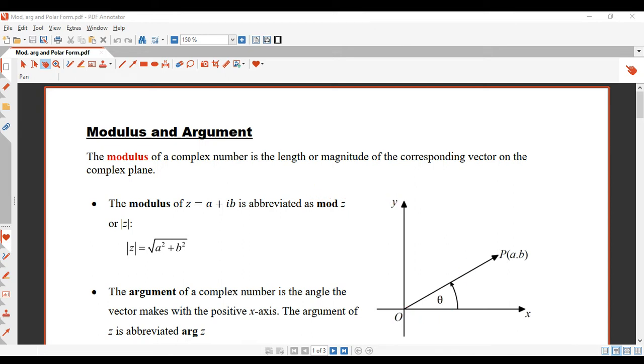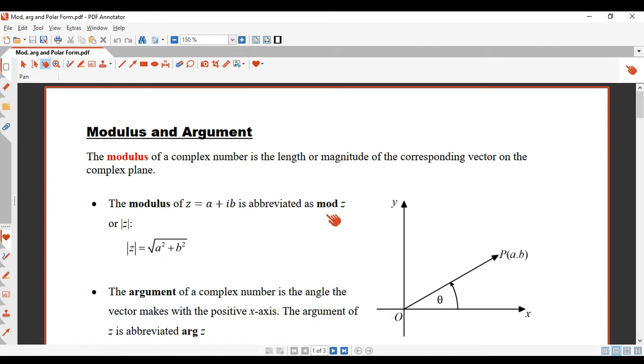All right, we're going to look at modulus argument form of a complex number and also polar form of a complex number. So let's start off with defining modulus and argument. The modulus of a complex number is the length or magnitude of the corresponding vector on the complex plane. So if you take a complex number, say z equals a plus ib, and we've drawn it here on an Argand diagram, the length of that vector is the modulus of z.